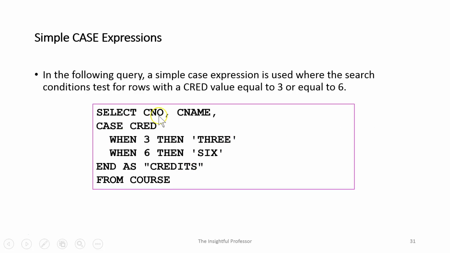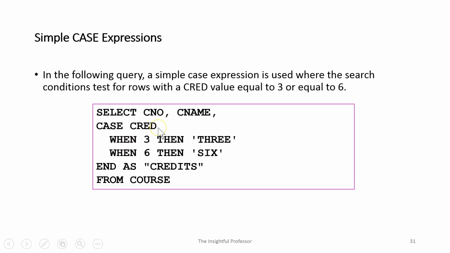Here we're selecting the course number, the name, and then the selector is this thing called cred. Here's the first difference in the syntax. Previously we said case and we jumped right into the when. Here we say case and, by the way, the thing that I'm going to compare with all of my whens is going to be whatever the value is in the credit column.